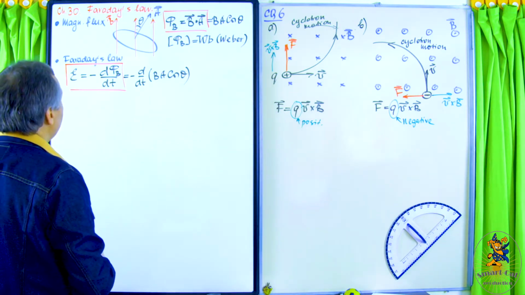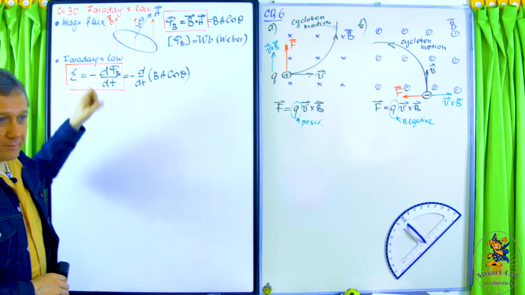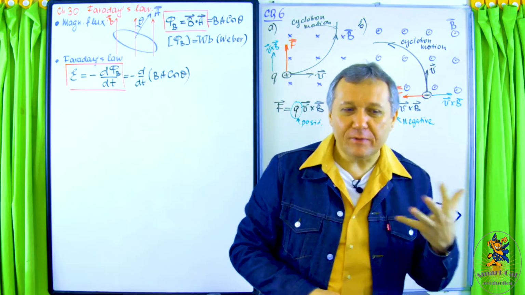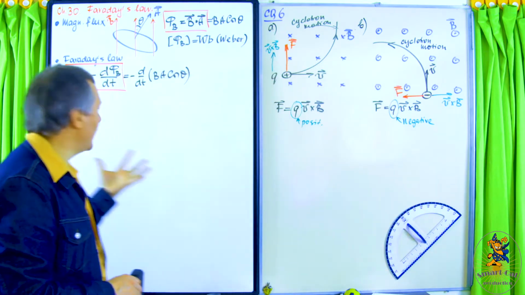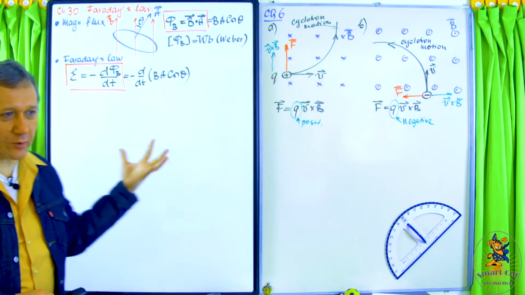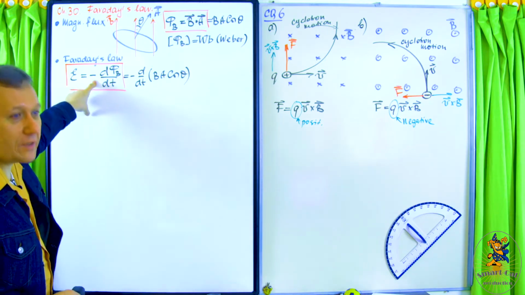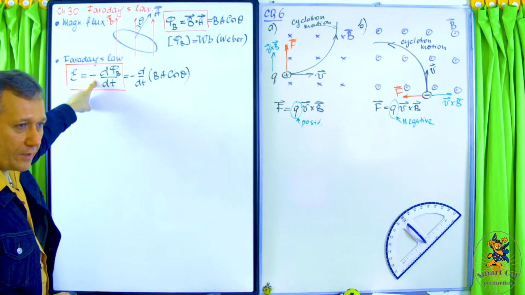Okay, so what's next? Minus. Again, whenever you see minus, at least for me, it makes me feel nervous, right? Because it means that I need to pay attention. I need to explain what this or that minus means, right? So this minus means it gives us a direction of EMF.